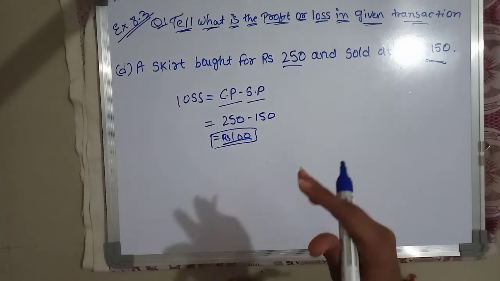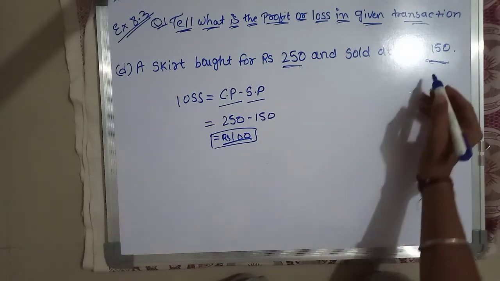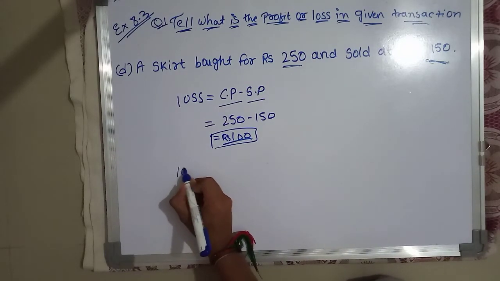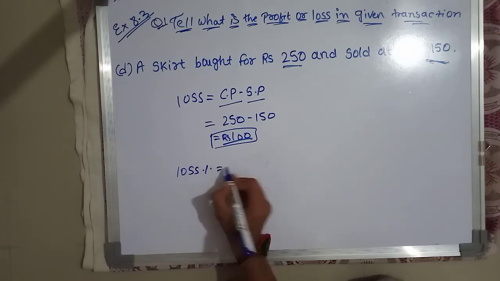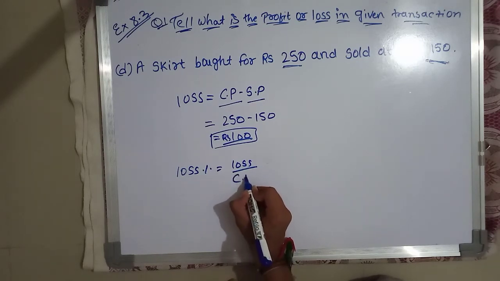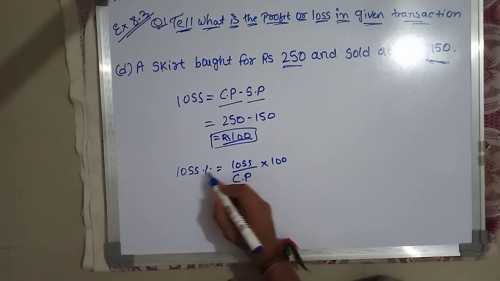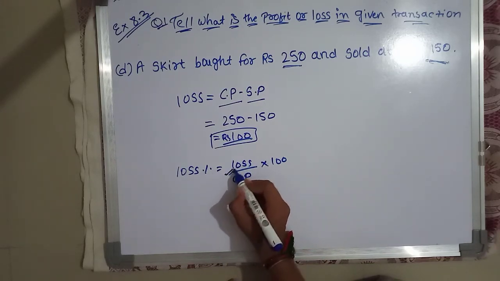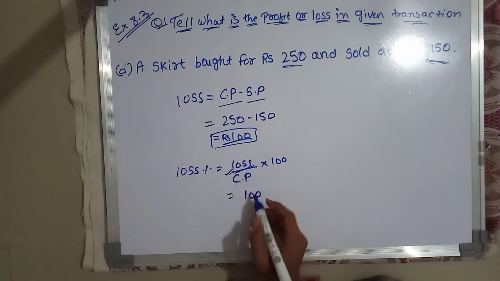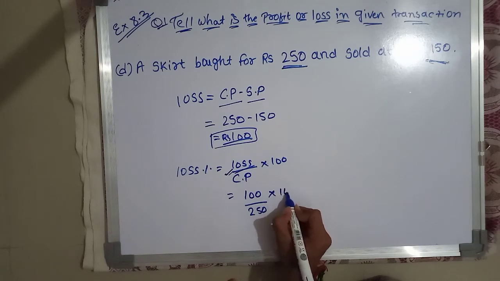We undergo 100 rupees loss because the cost price is greater than selling price, but in profit the selling price is greater than cost price. So we have to find the percentage of loss we undergo. Loss percentage means loss that we have undergone divided by cost price into 100. In profit we write profit here, but in loss percentage we have to write loss. What is loss? 100 rupees loss we undergo. CP 250 rupees, into 100.